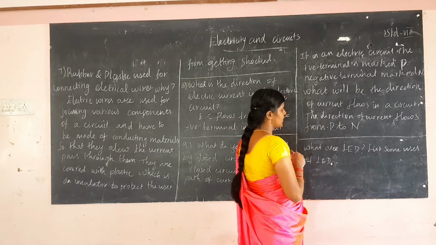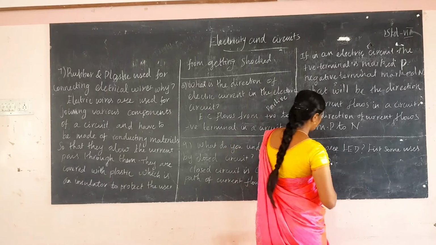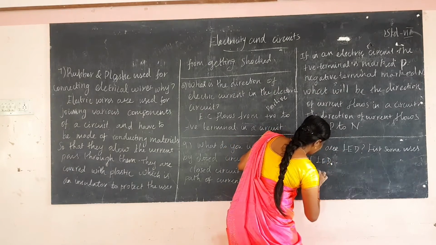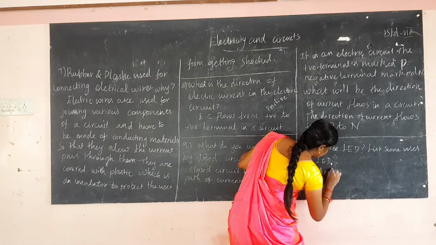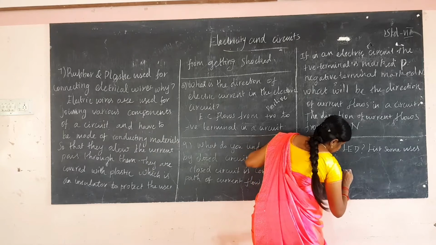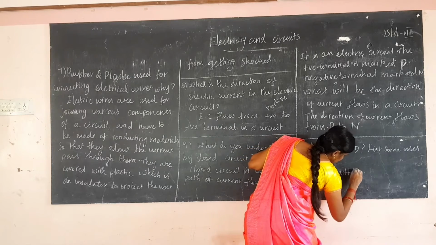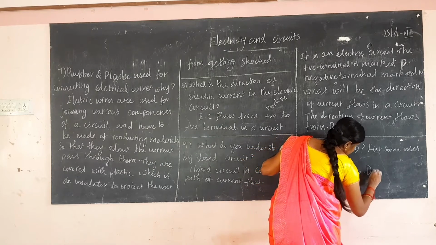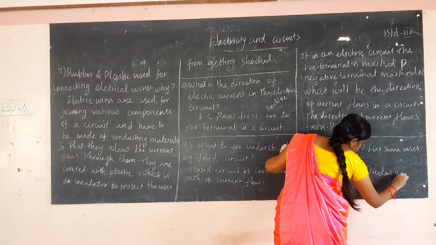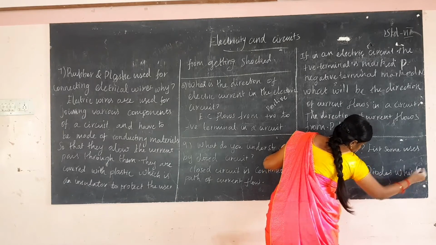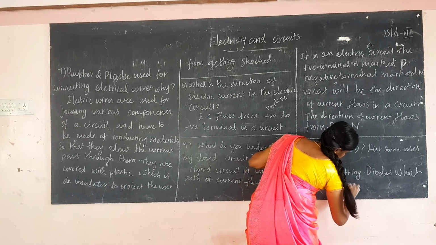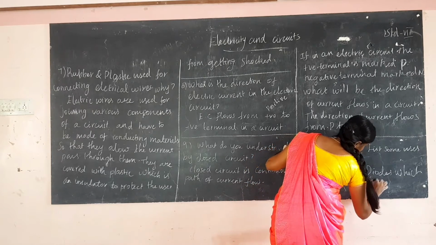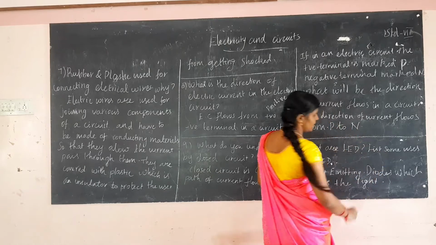Okay, what are LEDs? List some uses of LED. LED is a light emitting diode, which emits light.